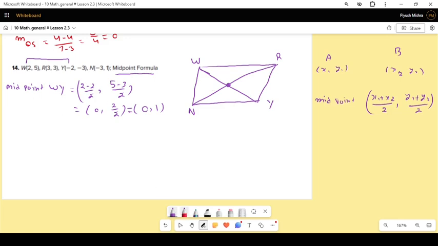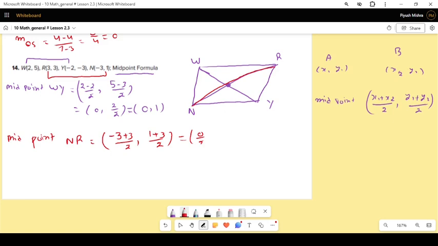Now I'm checking with the red one. This line is the red one. So I will find the midpoint of NR. R is here, N is here. So x1 plus x2, so minus 3 plus 3 by 2, and y1 plus y2, so 1 plus 3 by 2. Solving it further, this one will give you 0 by 2 and this one will give you 4 by 2. Further solving, it will give you 0 and 2.